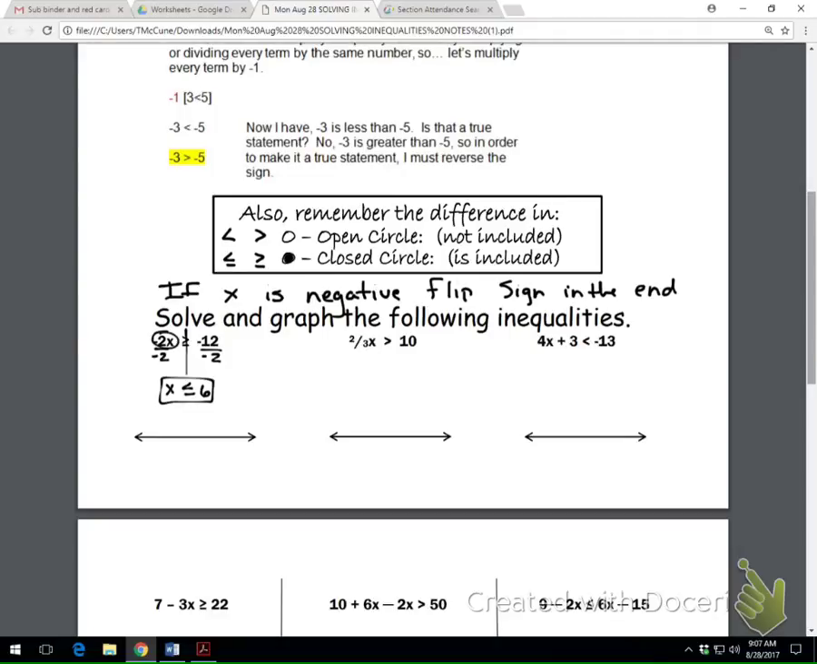Now, the way you graph that on a number line is I'm going to just put a little line right there and I'm going to write 6. Okay, and make it simple. Now, if you look at our sign, it says less than or equal to. Which one of these circles am I going to use? The open or the closed? The closed. So I put a closed circle.